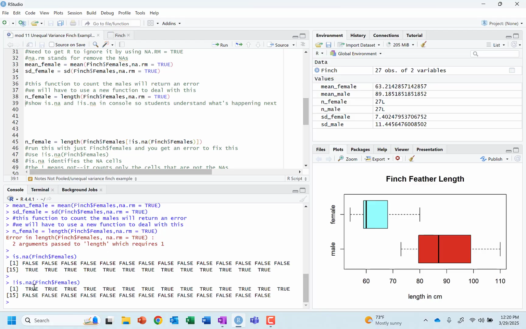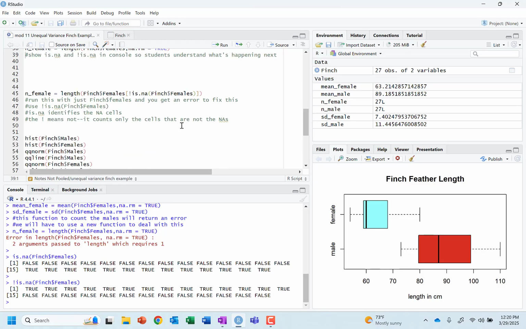And so what happens is it's now saying, true, there's a number in row 1. True, there's a number in row 2. And it goes on and on until we get to row 15 or whatever it is. And then it says false. So what I want to do is count the trues. And that's what I have done up here with this code. N of female equals length of the finch females where exclamation point is.na of finch females. So we're saying count the finch female rows that are true, but we had to do not NA to get that.